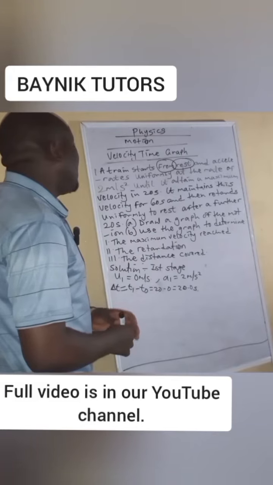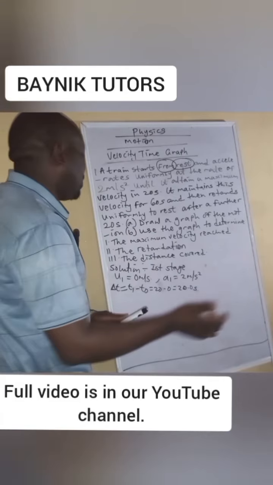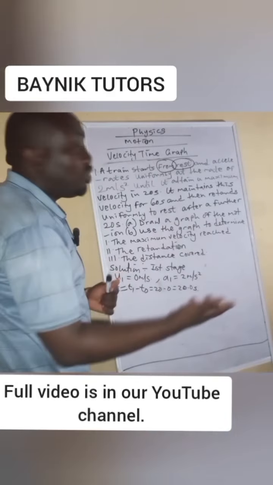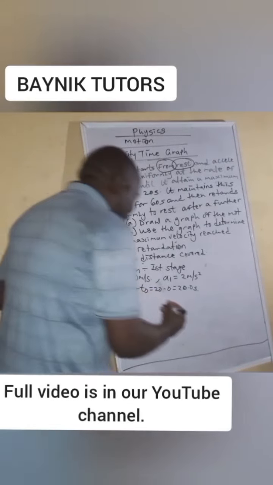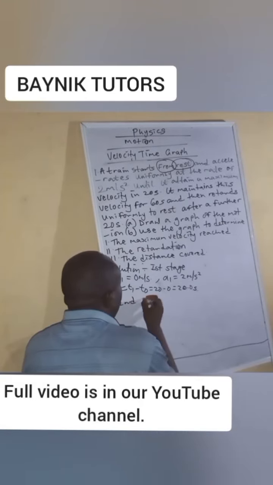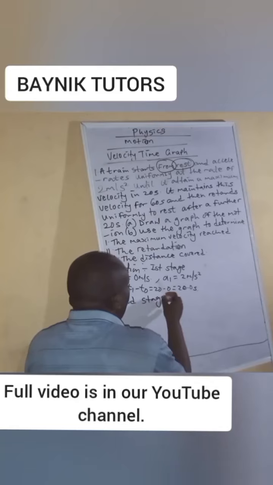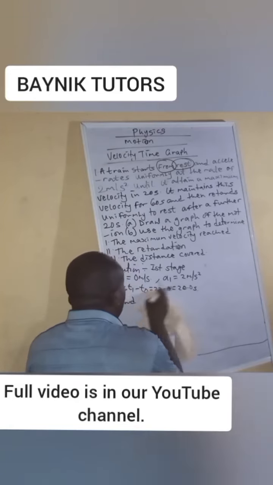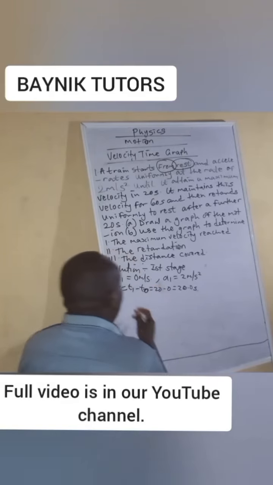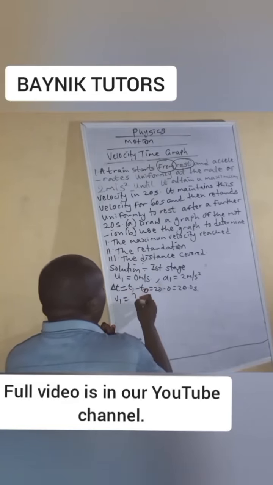So you maintain this velocity for 60 seconds. Since we talk about maintaining this velocity for 60 seconds, we have our second stage. Oh, before we get our second stage, we've not gotten our final velocity. So from here, our final velocity is not gotten.